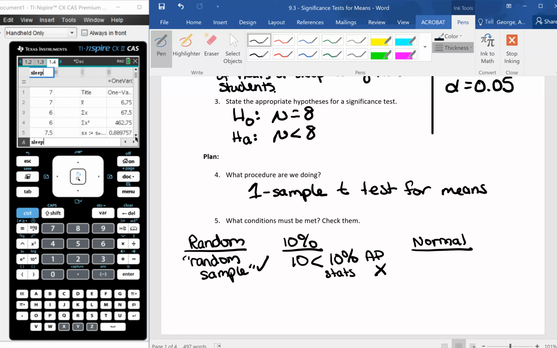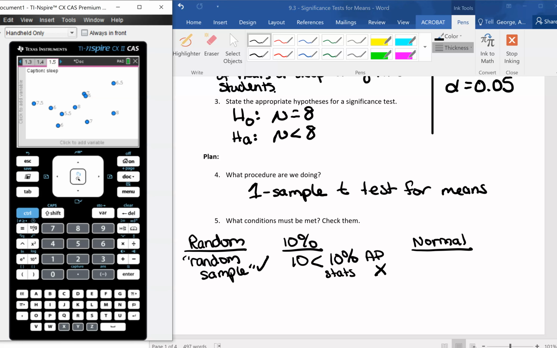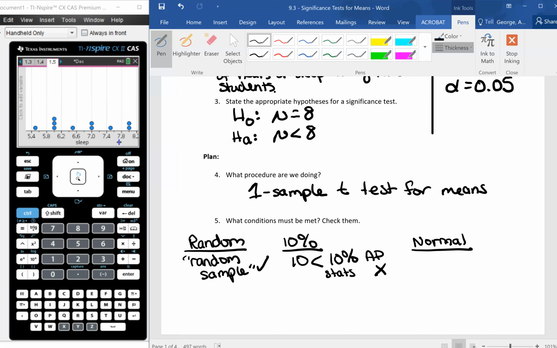So we're going to go back, hit the on button, and hit our bar graph. Then I'm going to click on the x-axis, click on sleep, and we're going to get our picture. Looking at that, we don't have any obvious outliers, and there's not any obvious skew, so we can go ahead and assume that it's normal.